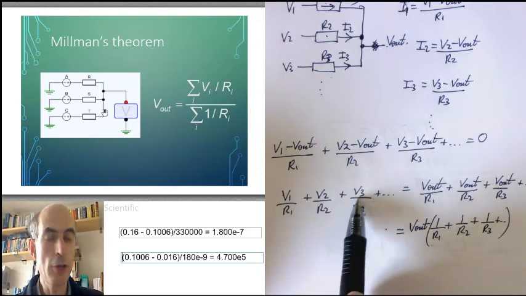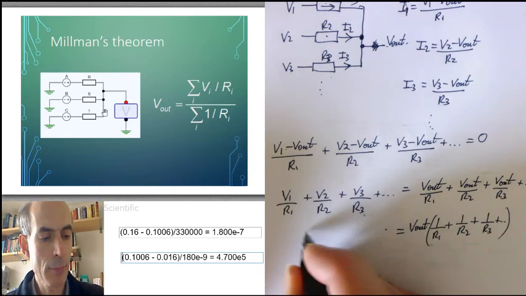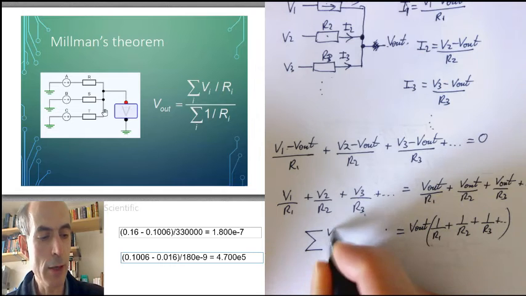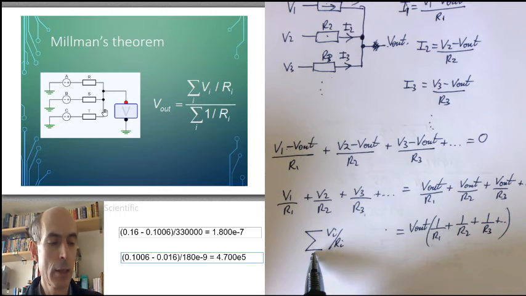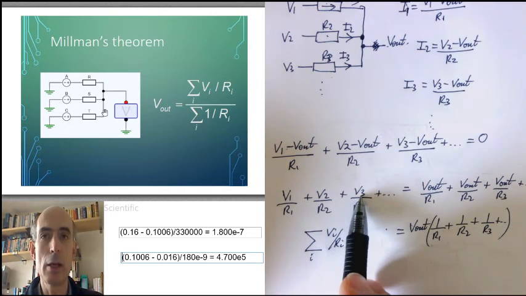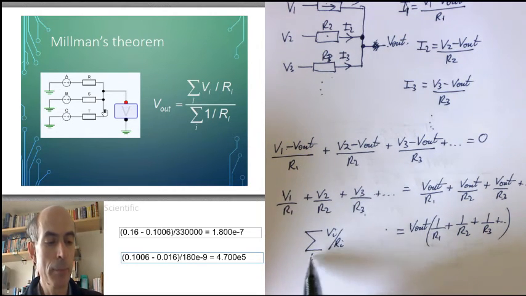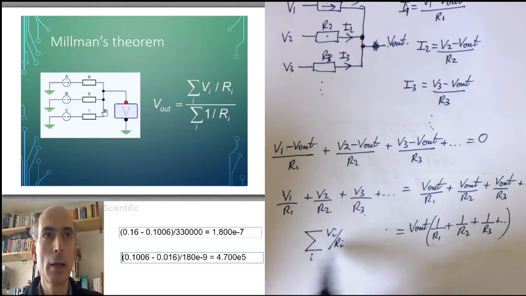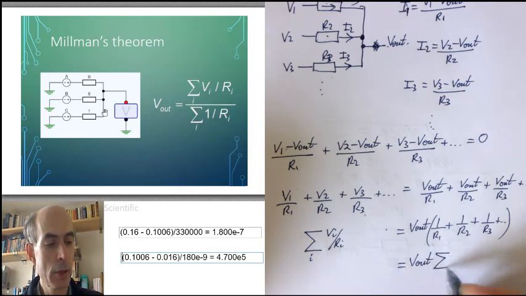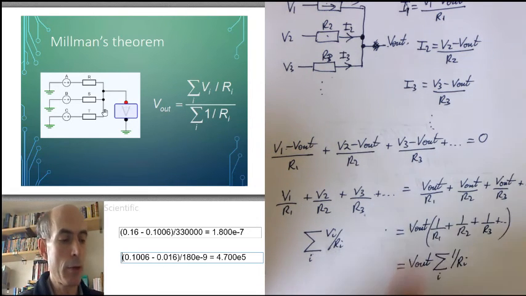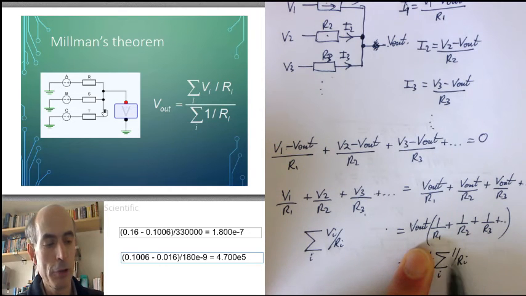Now I can write these using summation notation. The sum of Vi over Ri summing over all indices i. And that just means this sum here. I take V1 over R1, I add it to V2 over R2, add it to V3 over R3, and so on. And that is Vout times the sum of 1 over Ri summed over i. That just means 1 over R1 plus 1 over R2 plus 1 over R3, and so on.